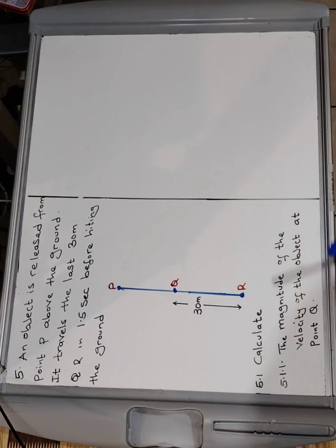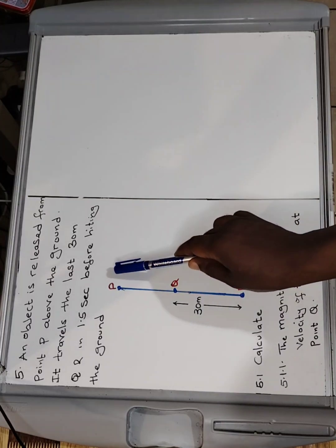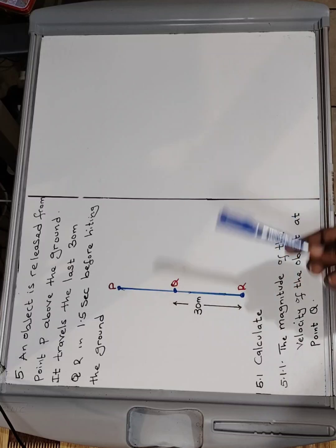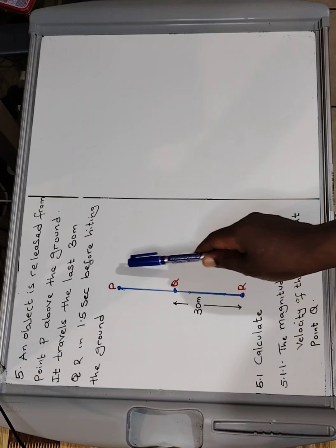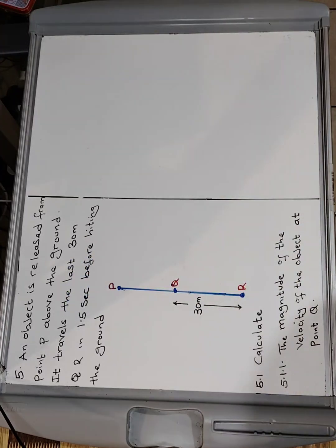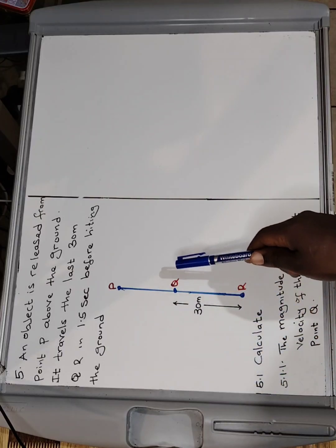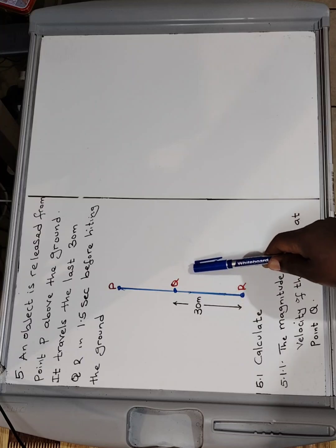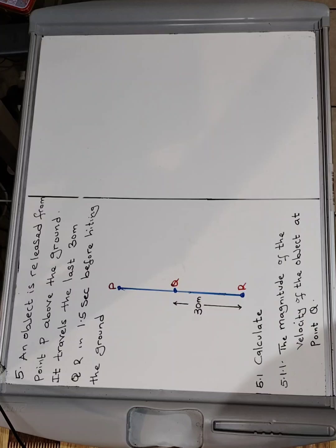So when you look at this scenario, this is what we notice. We notice that the first part of the journey, PQ, is not given. We don't know anything about it. We only know one thing. What is it? Dropped or released means initial velocity is zero. So remember, we start from the known. So let us use this part of the journey, QR.